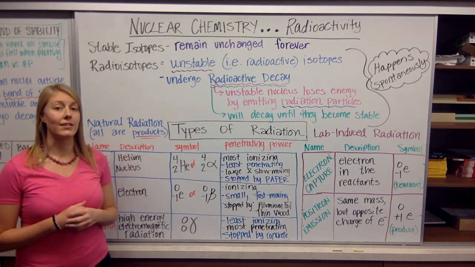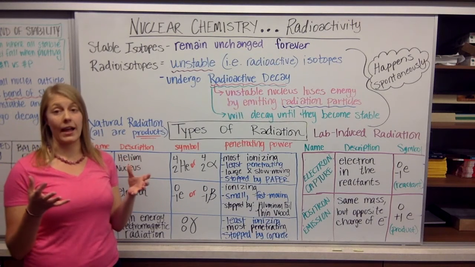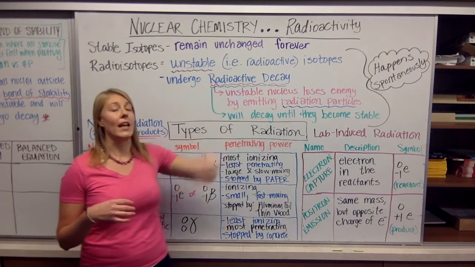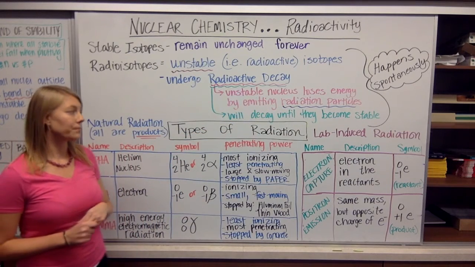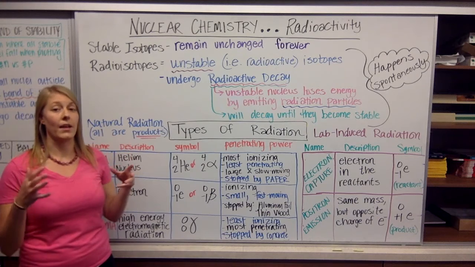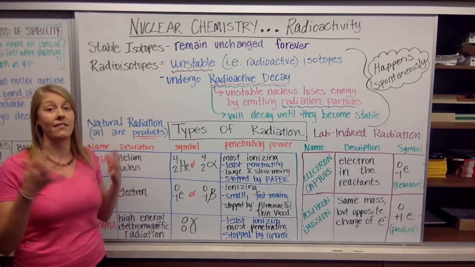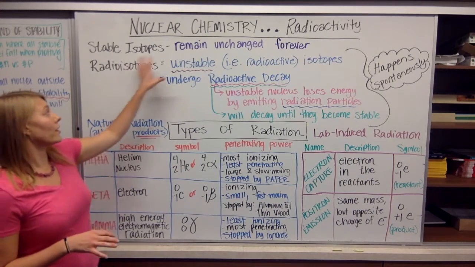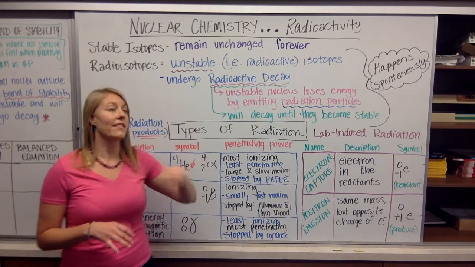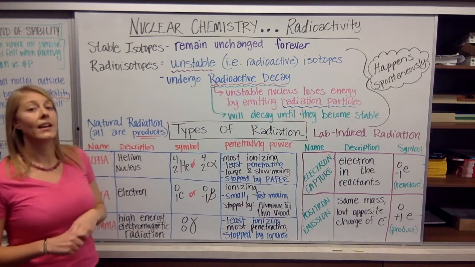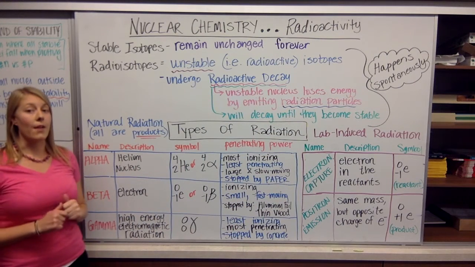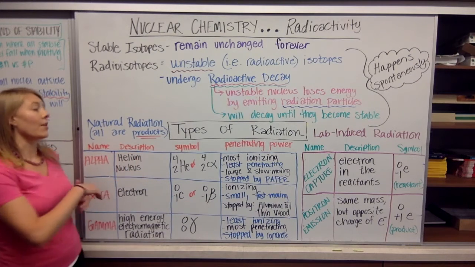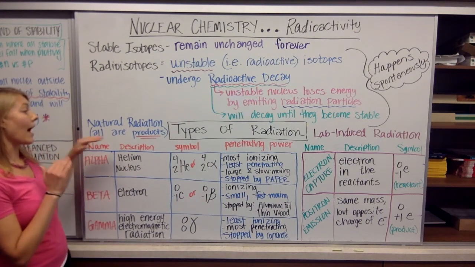What happens in radioactive decay is you have unstable nuclei, and they lose energy by giving off these radiation particles that we're going to talk about. They will decay until they become stable. They will decay and decay and decay, sometimes multiple times, until they finally reach stability. All of this with our radioisotopes happens spontaneously in nature. We have some kinds of radiation that we can actually induce in a lab. The ones that we're going to talk about right now happen naturally.